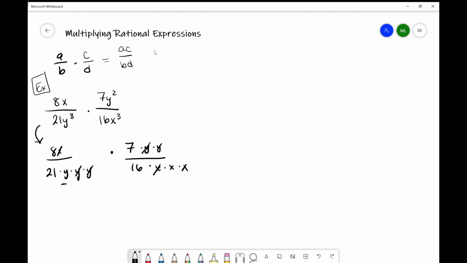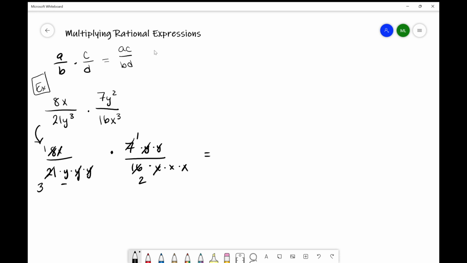Alright, and then we can go ahead and go straight forward. Well, oh, and we also have 8 and 16. 8 goes into 16 2 times, so the 8 becomes a 1 and the 16 becomes a 2. 7 goes into 21 3 times, so this one becomes a 3 and this one will become a 1. Because you go with the bigger number, that's the one that takes a factor.